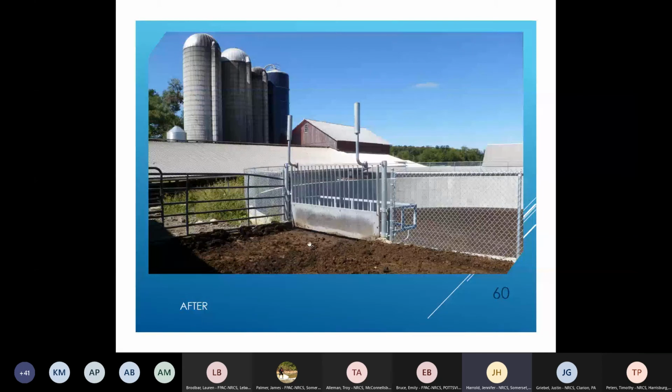This is the same site where we put a Zimmerman type guard for the heifer barn, and then for the cows, they were down at this lower barn. We pumped the manure into the storage.